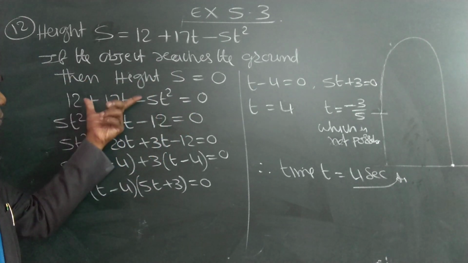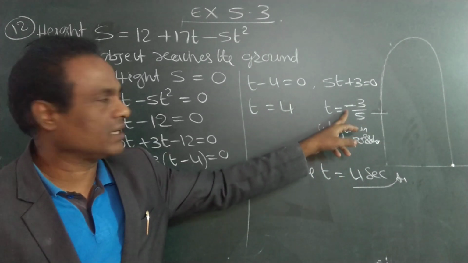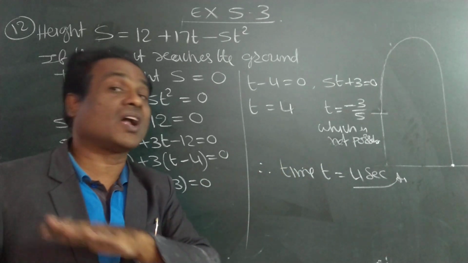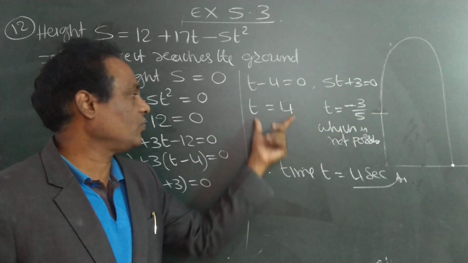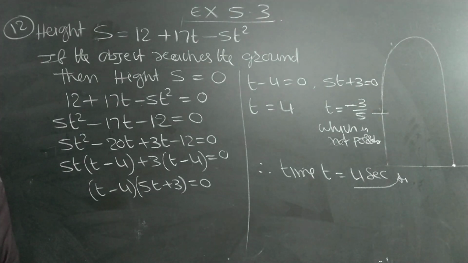So factors method I applied, I got t is equal to 4. I got one more answer also, but cannot be negative. Time is 1 second, 2 seconds, 3 seconds, but not minus seconds. So wrong answer. 4 is the answer. Write down, students.